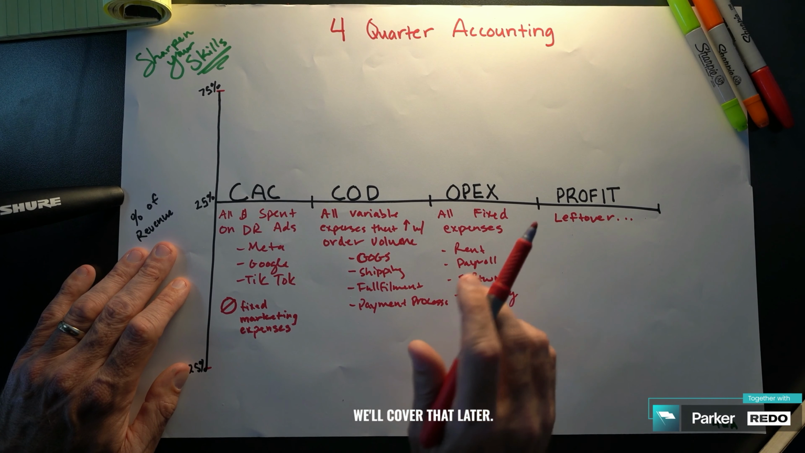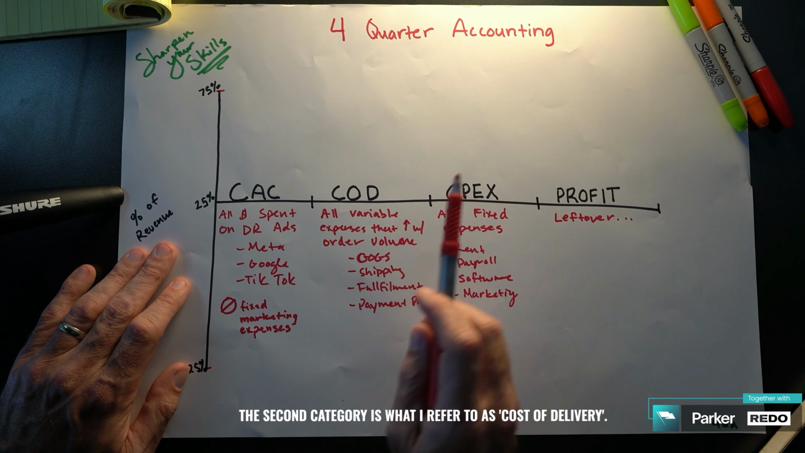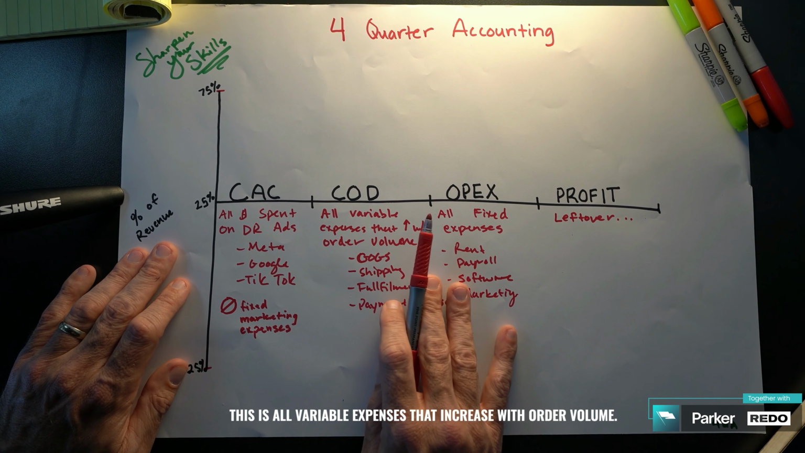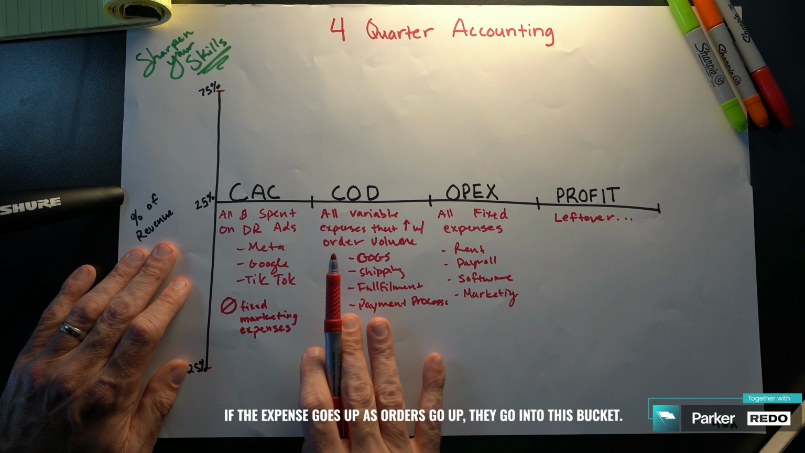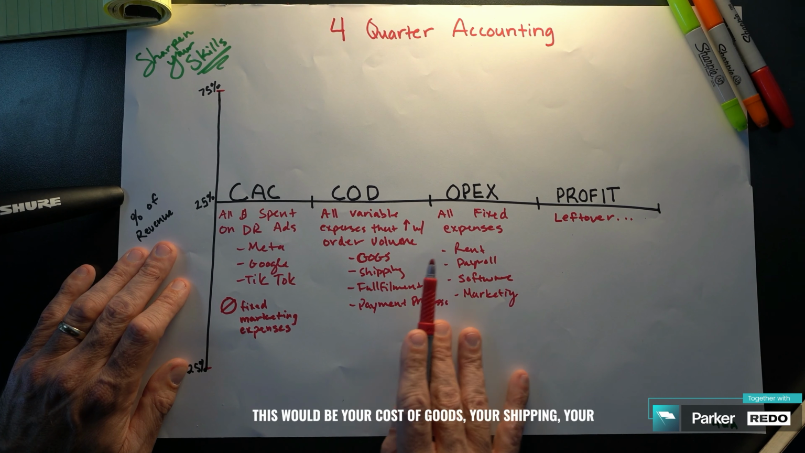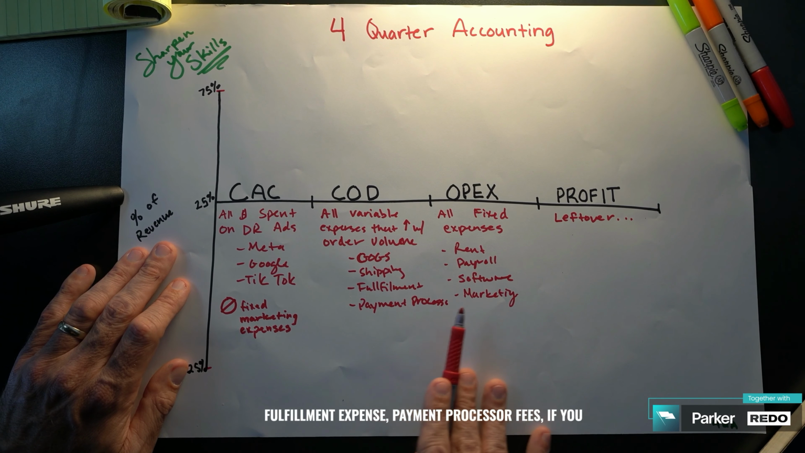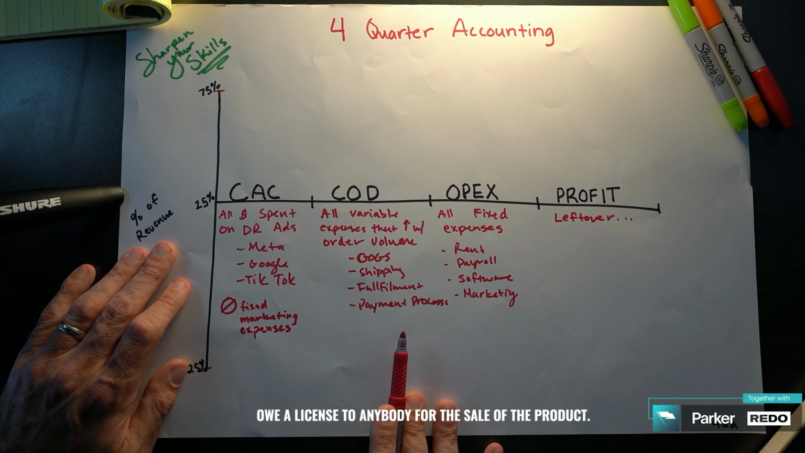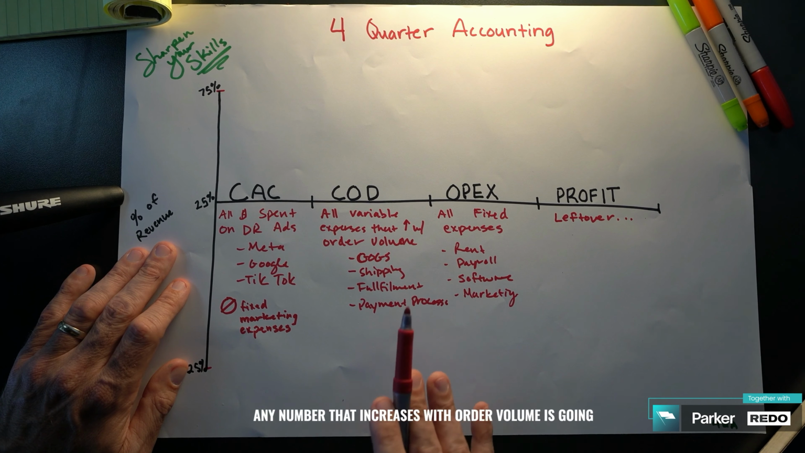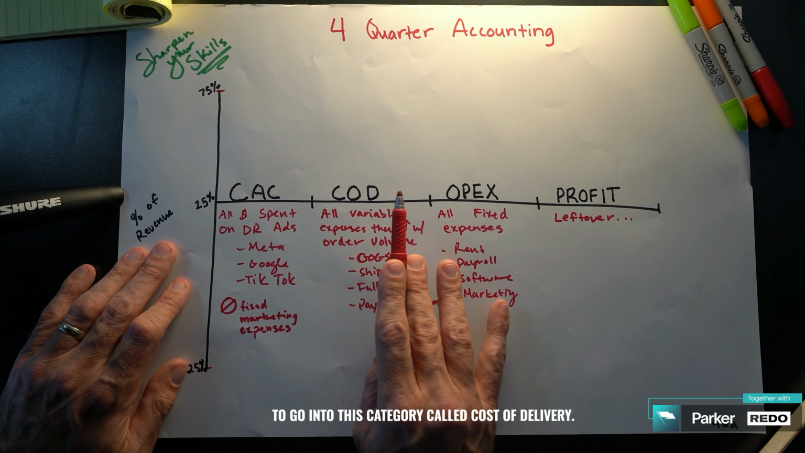We'll cover that later. The second category is what I refer to as cost of delivery. This is all variable expenses that increase with order volume. If the expense goes up as orders go up, they go into this bucket. This would be your cost of goods, your shipping, your fulfillment expense, payment processor fees, if you owe a license to anybody for the sale of the product. Any number that increases with order volume is going to go into this category called cost of delivery.